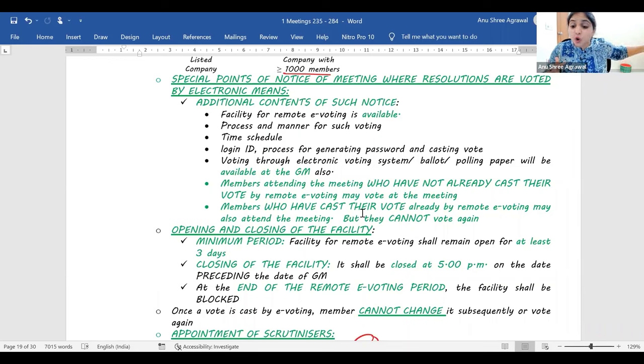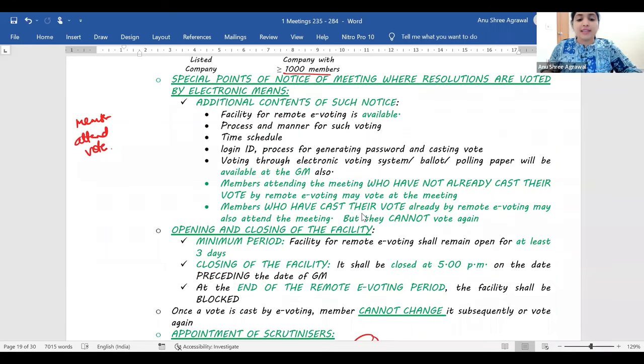No. Why not? Who can appoint a proxy? Only a member who has the right to attend and vote at the meeting. I am a member. I have the right to attend, but do I have the right to vote at the meeting? No, right. I have already cast my vote electronically. I don't have the right to vote at the meeting. So can I appoint a proxy? I can't appoint a proxy.